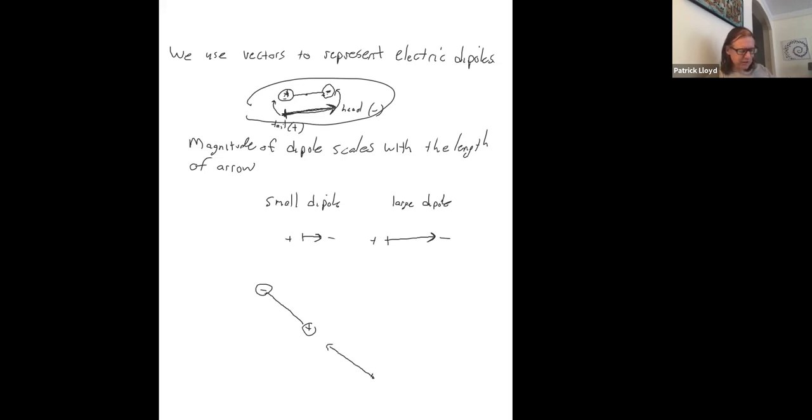Right? Because it's going to point towards the negative and away from the positive. So the head is away from the positive and the tail is toward the positive. Okay, so that's just a brief little summary of electric dipoles, which you would cover in physics, right? But in a sense, we need it a little bit here in chemistry.